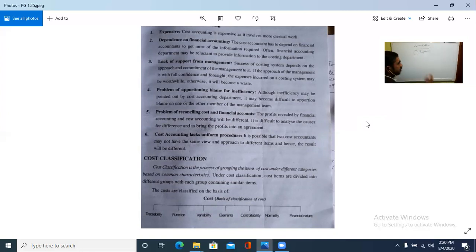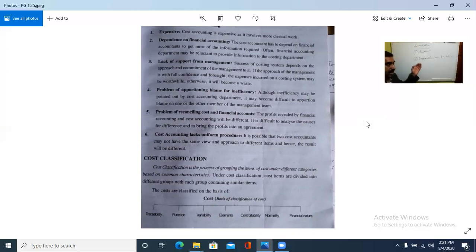Another one is dependence on financial accounting. The cost accountant has to depend on financial accountants to get most of the information required. The cost accountant only has the process of finding out cost, profit or loss. Within that, so much material is used, so much labour, so much overheads, like that. But we need to depend more on financial accounting. The financial department may be reluctant to provide such information to the costing department.